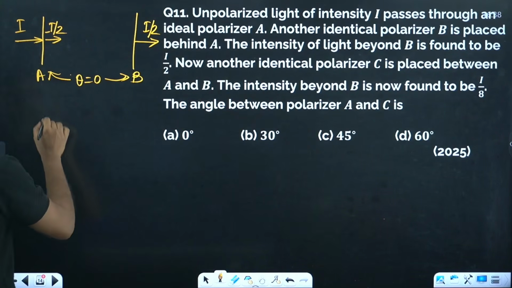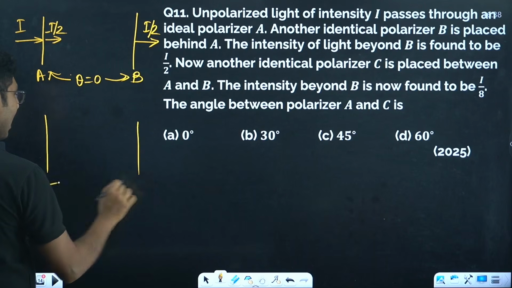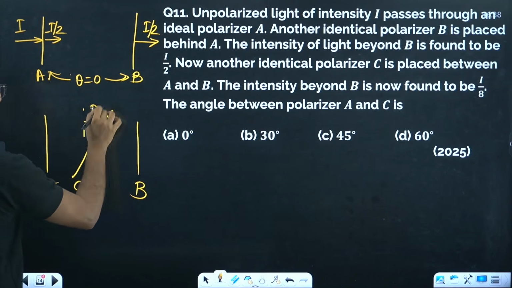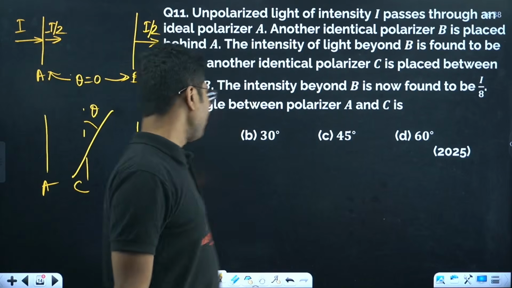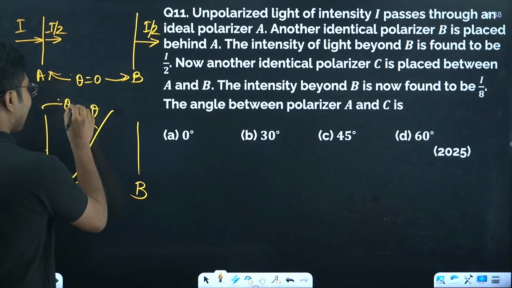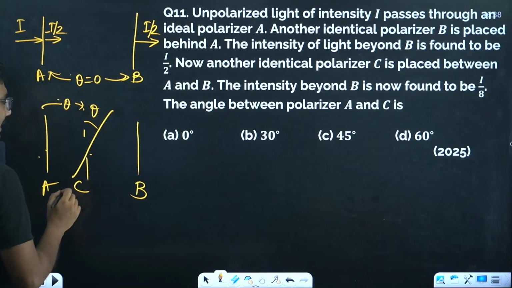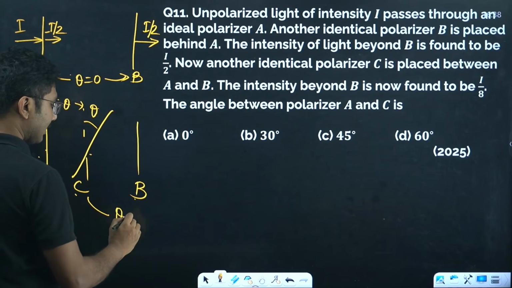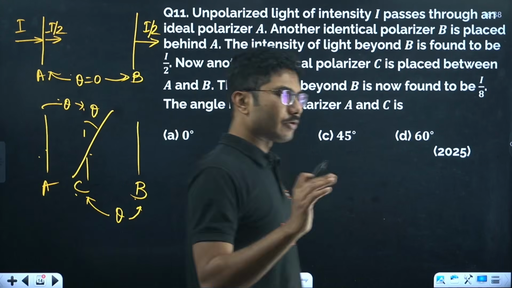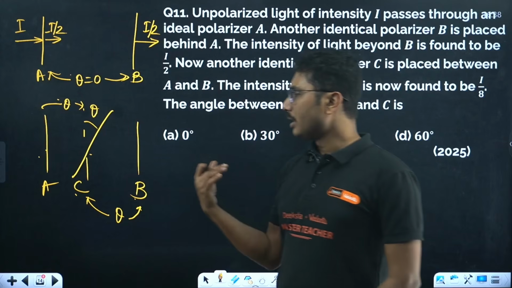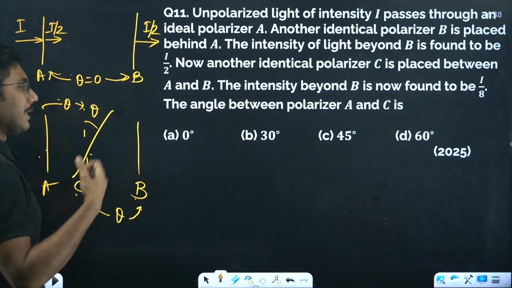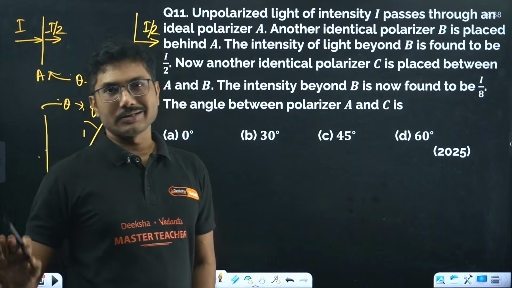Now between A and B you have placed another polarizer C at an angle theta. The angle between A and C is theta, and the angle between C and B is also theta. Both angles will be theta. One will be plus theta, another will be minus theta, but that does not matter. If you take this angle as plus theta, the other angle will be minus theta, but in the law that we are going to apply, the sign of the angle does not matter.